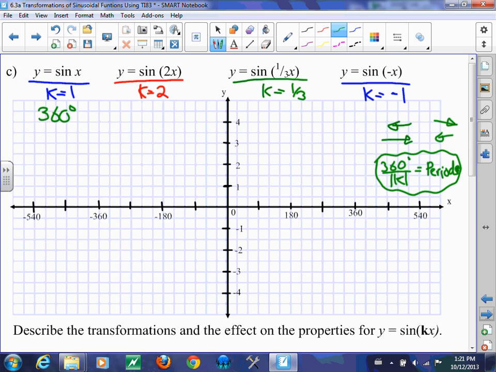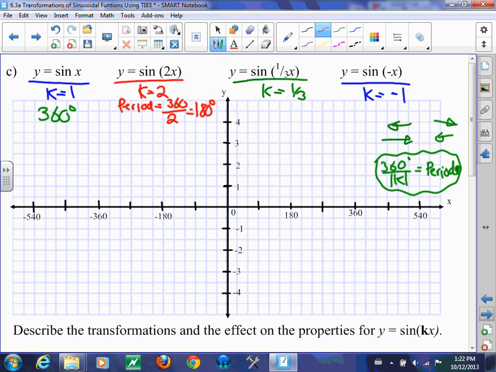So when you take a look at the second example, K equals 2. That means the period is going to equal 360 degrees divided by 2, which equals 180 degrees. So what does that tell us? That means we're compressing it, so that instead of having 360 degrees for one cycle, we're going to have it in only 180. So within the regular 360, you're going to see 2 of our sine curves.